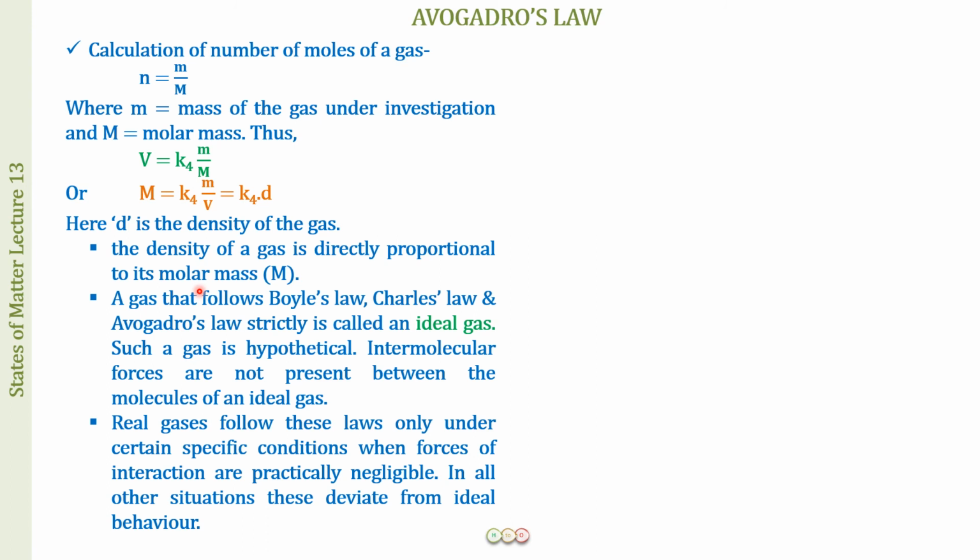Okay. Now, when we have done all these four laws, you can understand that a gas which strictly follows Boyle's law, Charles' law, and Avogadro's law is called an ideal gas. But such a gas is hypothetical. It does not practically exist. Why? Because for an ideal gas, we consider that intermolecular forces are not present between the molecules, but in real life that does not happen.